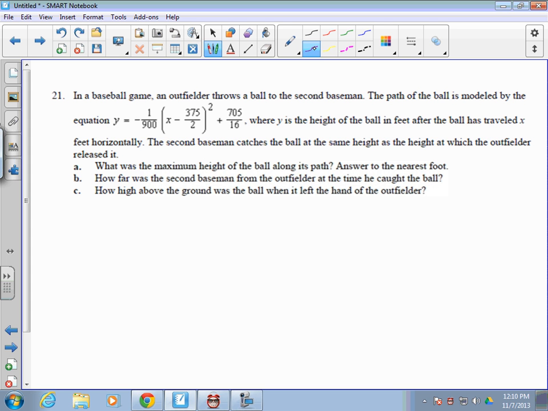So A says, what was the maximum height of the ball along its path? So the maximum height. Looking at this equation, with all those numbers and words, it's as easy as it looks. You're just looking for the vertex. You can see based on the fact that it's negative that it's going to create a graph that looks like this. So what's the maximum height? You're just looking for the top of the vertex.